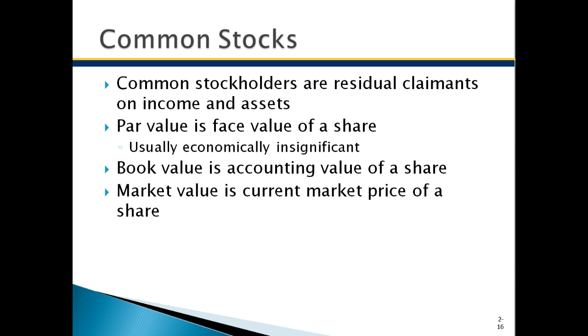Now, common stock is a claim on income and assets of the company. The par value of common stock is not like the par value of bonds. It is not meaningful anyway. It's economically insignificant, and it's really just an accounting standard. The book value of a company refers to the accounting value per share. The basic accounting formula is assets minus liabilities equal equity. So if you take the total assets of the company and subtract the total liabilities of the company, you get the equity. Divide that by the number of outstanding shares, and you get the book value per share.